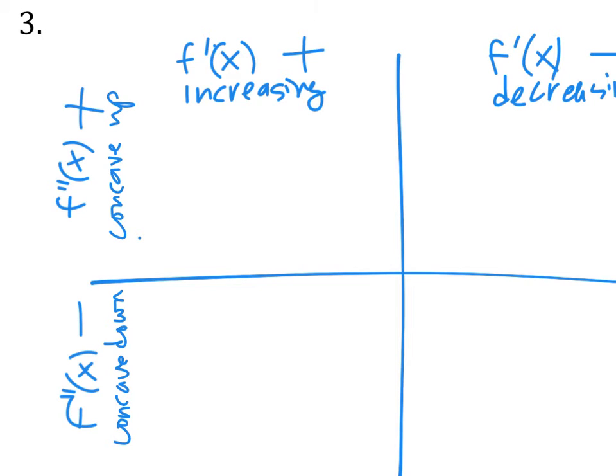Okay, so in these 4 boxes, we're going to draw how the graph would look. For example, for this first box, we're going to draw a graph that's increasing but concave up. Go ahead and draw how you think it should look. It's going to increase, but it's also going to concave up. Just a reminder, concave up means you're going to go up like that. It's like a smiley face. So how do you draw a graph that's increasing but only concave up?